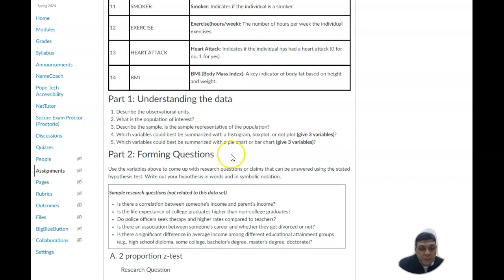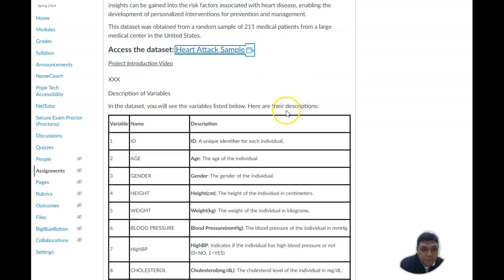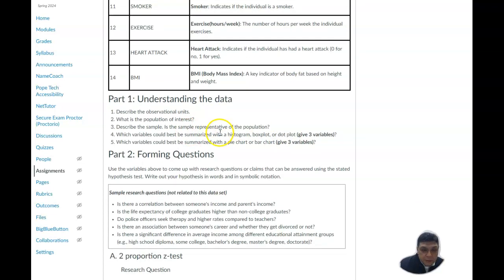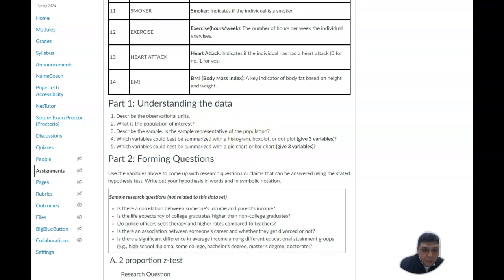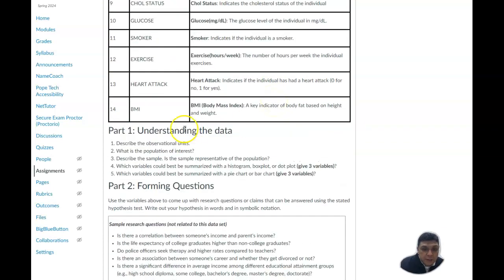So specifically for this project, you have part 1, which is just answering these questions about the data. So make sure you go through that. And these questions are specifically about these variables here from the data set. So that's what you would use. And then you would also use information here to infer your answers to these questions.